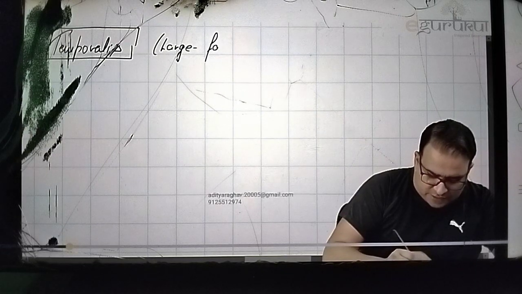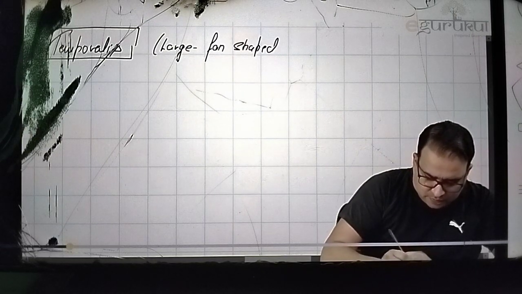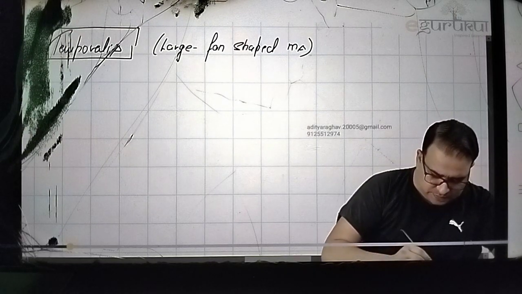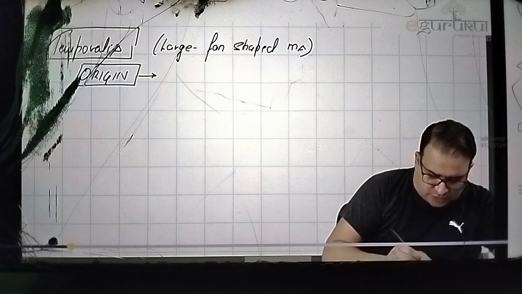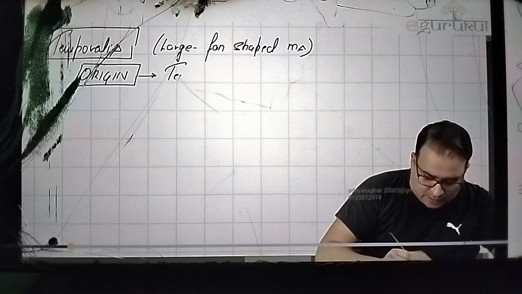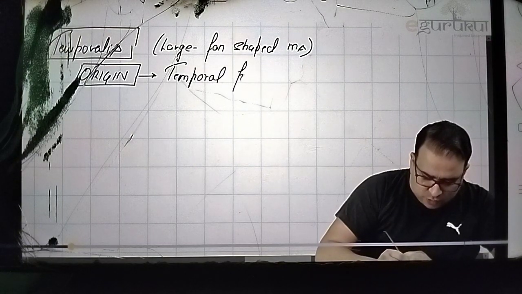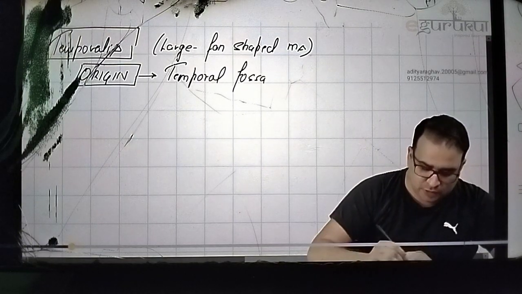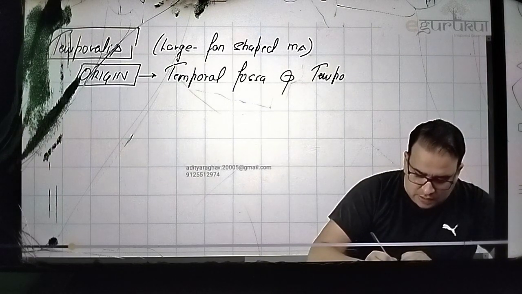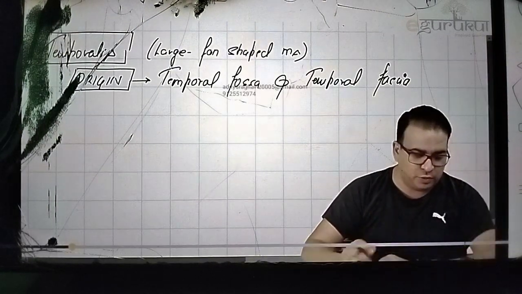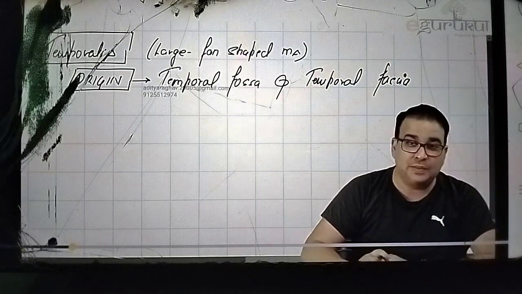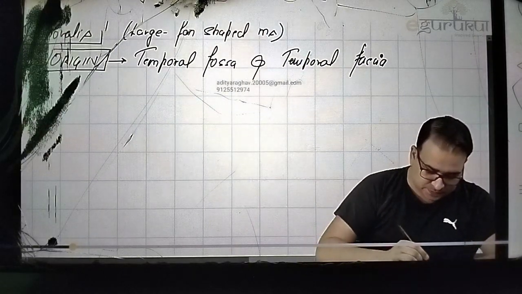So it's a large fan-shaped muscle. You can already see that it's a large fan-shaped muscle. Origin. What was the origin of the muscle, guys? It was originating from the entire temporal fossa and temporal fascia also. The fascia which covers the muscle is also giving its origin. Temporal fossa and temporal fascia both are the origin of this muscle.